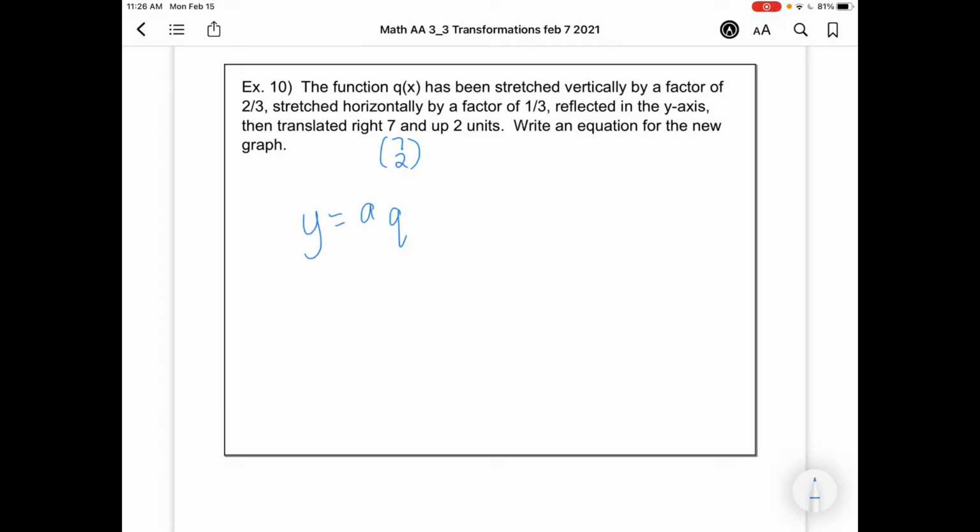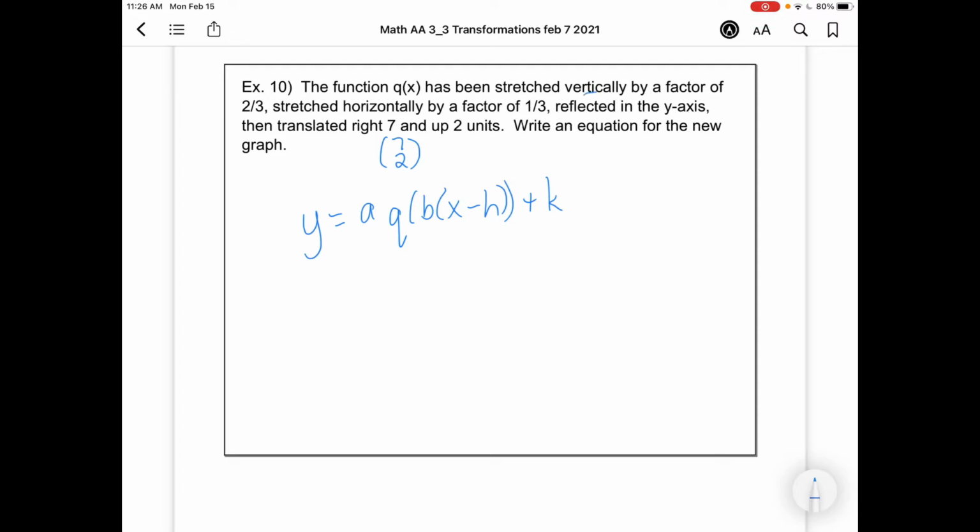It could have some number in front that would be its vertical stretch factor. It could have some number in front of x that would tell you something about its horizontal stretch factor and maybe one of its reflections. X could have something added or subtracted from it, and then we could have something tacked on to the end. Each of these transformations is going to have something to do with one of those parameters.